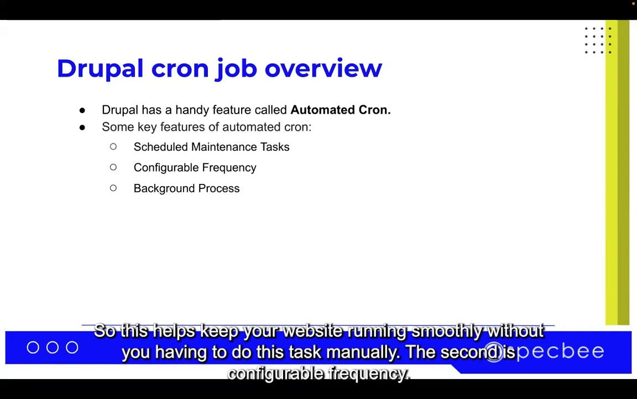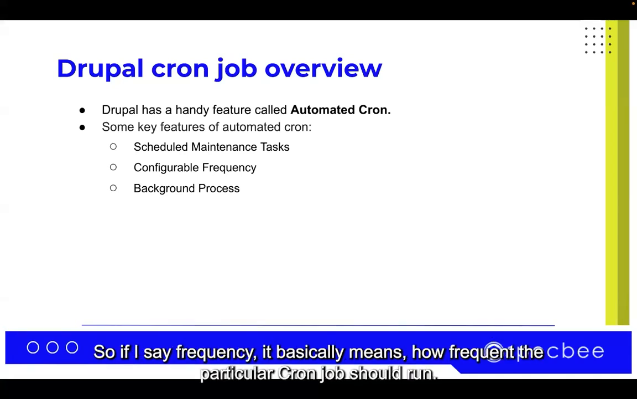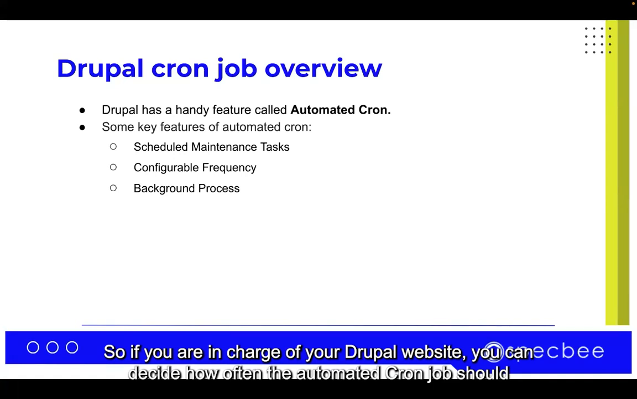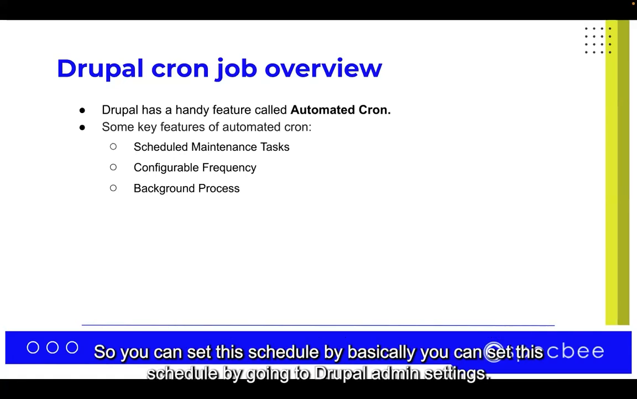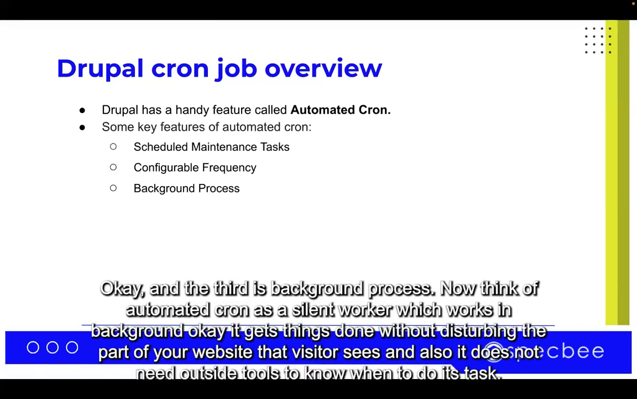The second is configurable frequency. Frequency basically means how often the particular cron job should run. If you are in charge of your Drupal website, you can decide how often the automated cron job should do its work. By default, it does its task every 3 hours, but you can change that to better suit your website requirements. You can set this schedule by going to the Drupal admin settings.